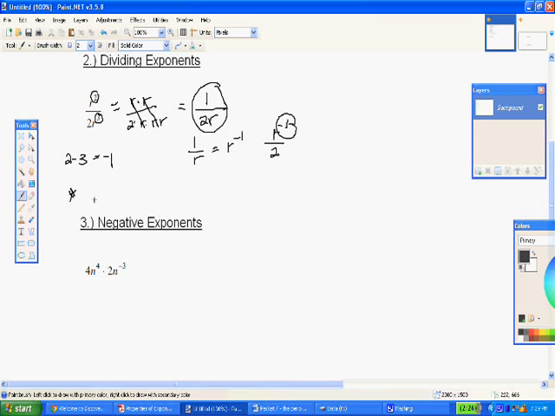So the trick to dividing exponents is that you subtract the exponents when you have the same base. Only when you have the same base. And since we had r here and we had r here, we were allowed to subtract the exponents.